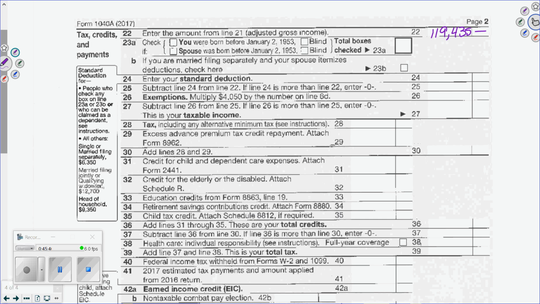People who check any box on line 23A or 23B or who can be claimed as a dependent, see instructions. I'm not going to put that on here, okay? We're not going to ever check anything for this class, that we're born before 1953 or we're blind. So we don't have to worry about it. So down here, though, all others, single or married filing separately, $6,350, or married filing jointly or qualifying widower, $12,700. If you're head of household, $9,350. So we are married filing jointly. So this is us. So $12,700 is what we write on this line.